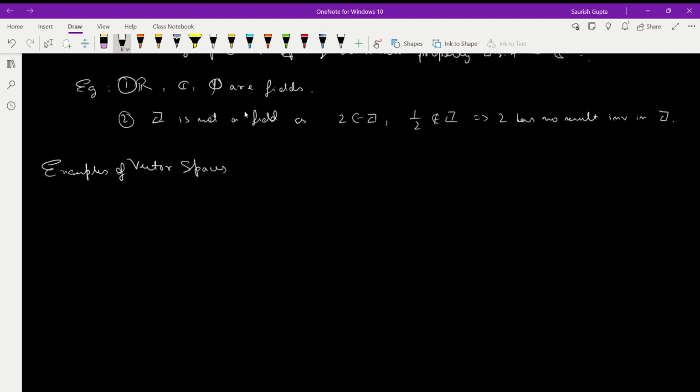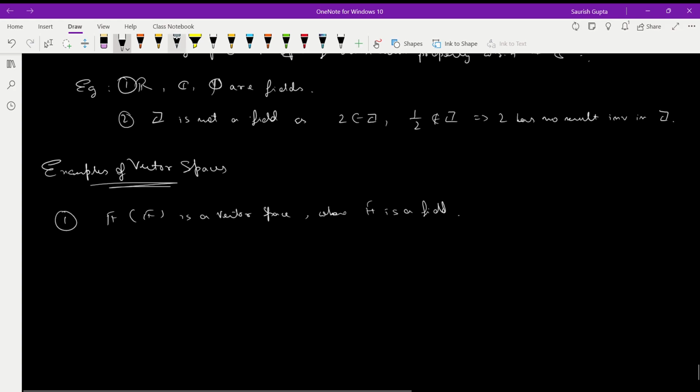Examples of vector space. So if you choose any field, then any field is a vector space over itself. It's a vector space F over F, where F is a field. And checking it is pretty obvious, right? Since it's a field, it's obviously an additive abelian group. So the first criterion for a vector space is done, right?